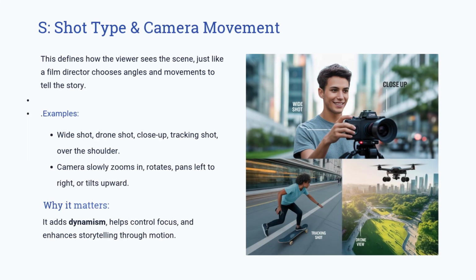Let's start with the first part of the formula, S for shot type and camera movement. This is all about how the viewer experiences the scene. Just like a movie director picks specific angles and movements to tell a story, you do the same in your prompt. Some examples? You've got wide shots, drone shots, close-ups, tracking shots, over-the-shoulder views, and for movement, you can say stuff like, camera slowly zooms in, pans from left to right, or tilts upward dramatically. Why does this matter? Because camera movement adds energy, helps the viewer focus on what's important, and just makes your video feel more cinematic, more alive.